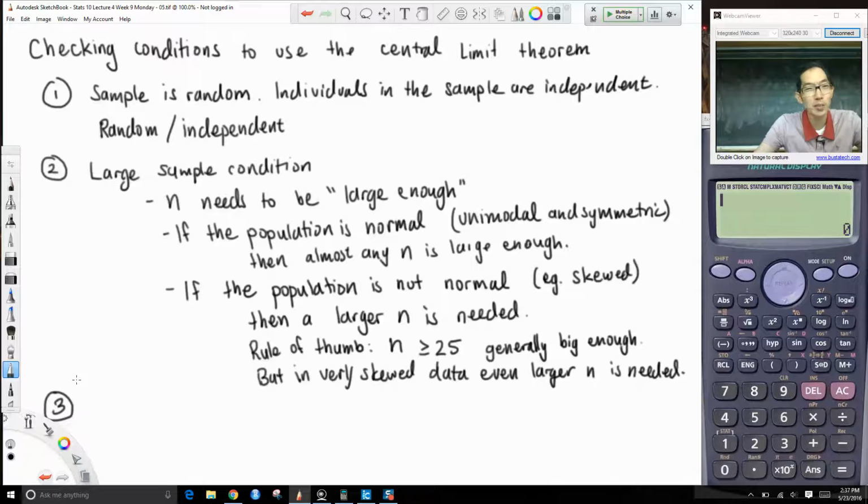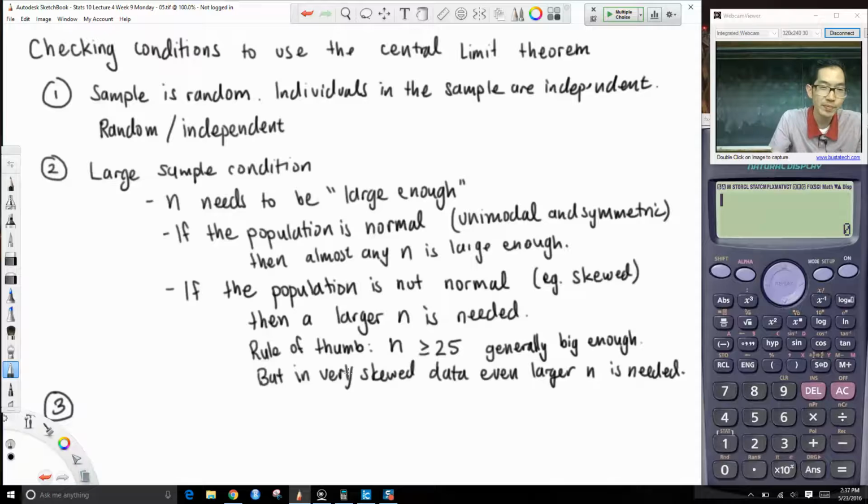What's the big picture point of the central limit theorem? It's that the sampling distribution of p hat or x bar, whatever we're looking at, can be approximated with the normal distribution, because all of this inference depends on the normal approximation. So if these conditions aren't met, a sampling distribution still exists, it's just not going to follow the normal distribution.